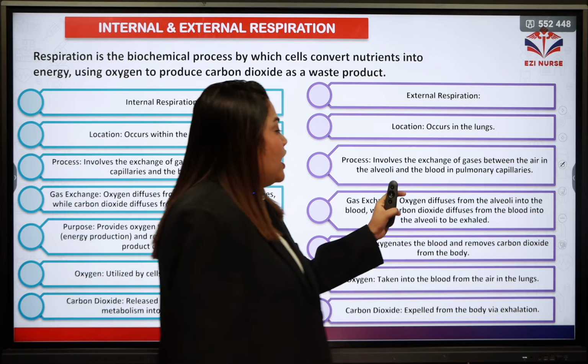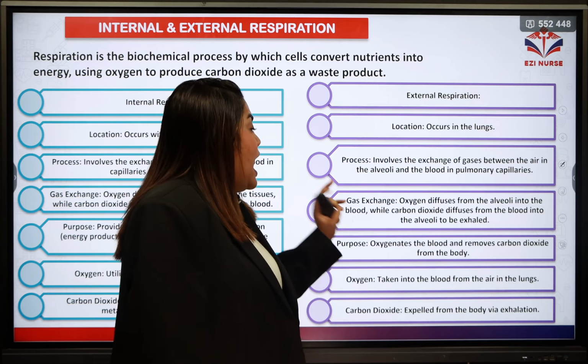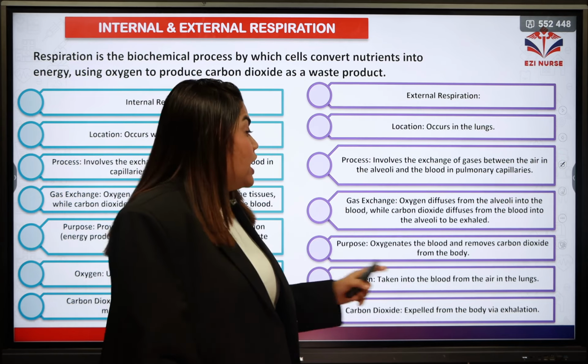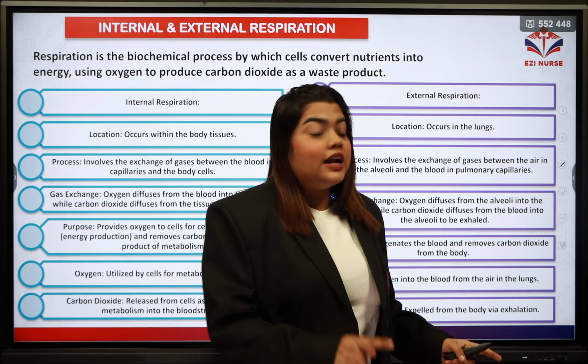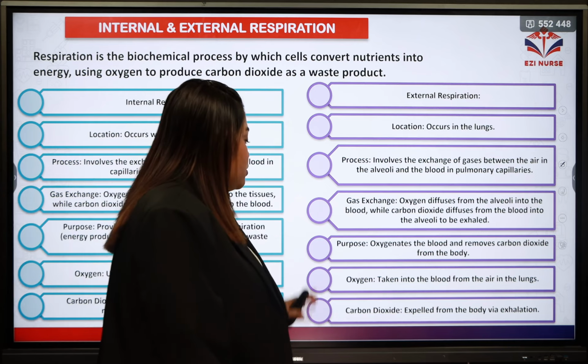Then gas exchange, as I told, the oxygen will diffuse from the alveoli into the blood, while the carbon dioxide will diffuse from the blood into the alveoli, which will be exhaled through respiration.